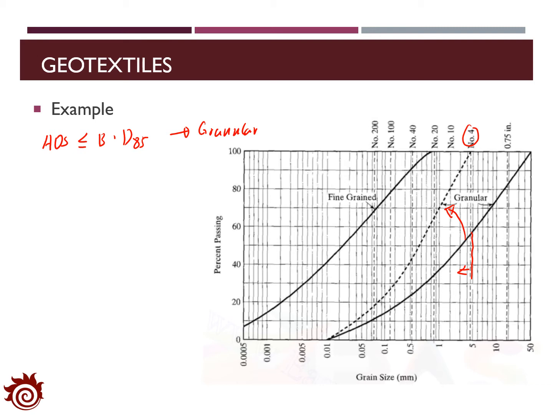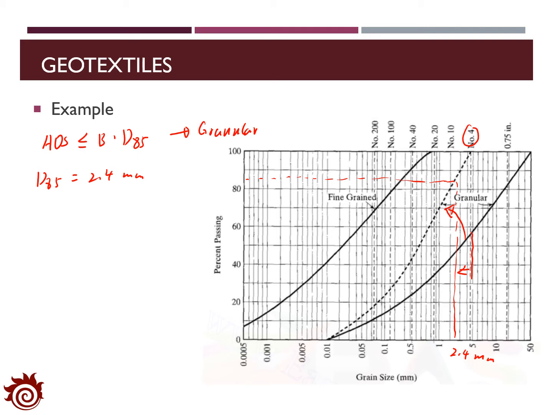From the figure, we can see that the grain size at 85% is around 2.4 millimeter. So we have D85 equal to 2.4 millimeter.